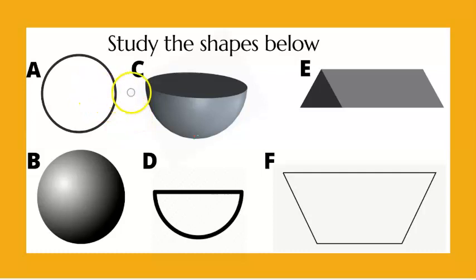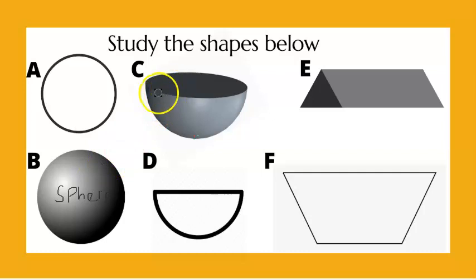Now I have different shapes here. The first is a circle. B looks like a circle, but it is round all over. So we call this a sphere. It looks like the shape of the earth. It looks like the shape of a ball. So things like a ball, the earth, and globes are spherical in nature.